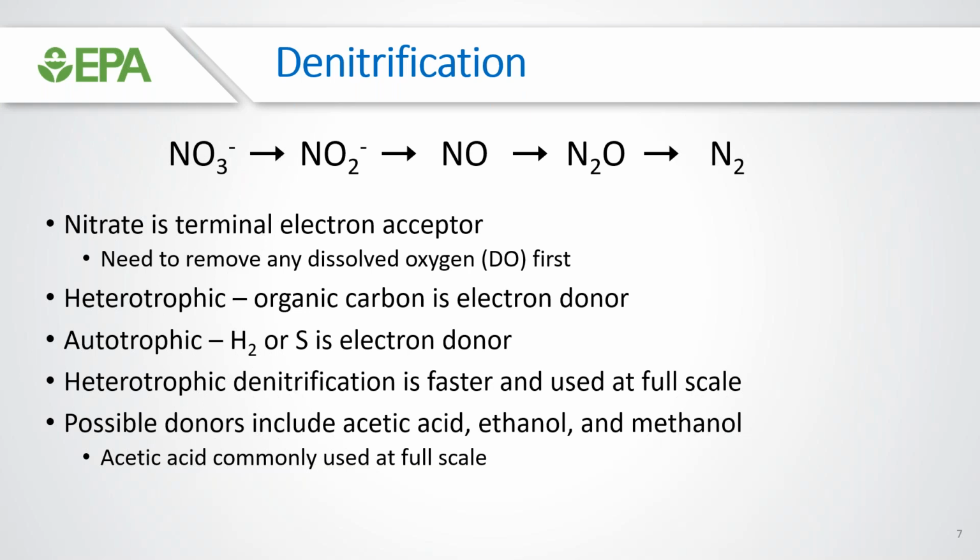And then we need an electron donor. This can run as a heterotrophic process, in which case organic carbon would be the electron donor, or it could be autotrophic with hydrogen gas or sulfur as the donor. In general, heterotrophic denitrification is a faster process, and that's what's commonly been used at full scale. Possible donors would be acetic acid, ethanol, and methanol, with acetic acid sort of being the preferred option.